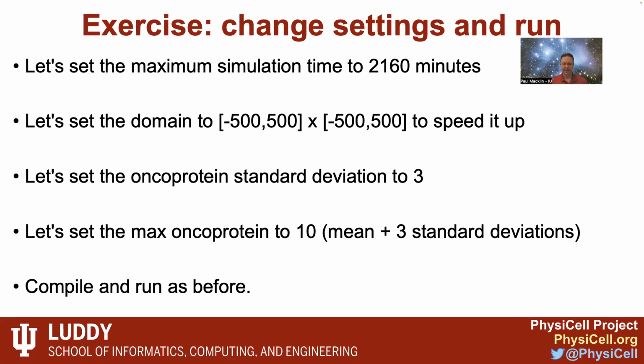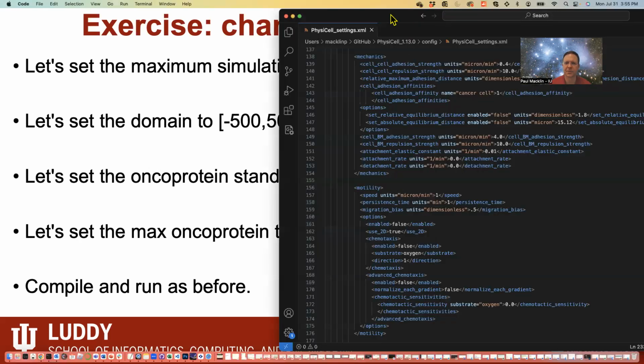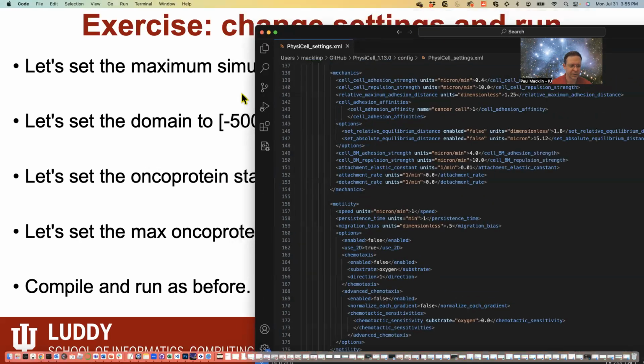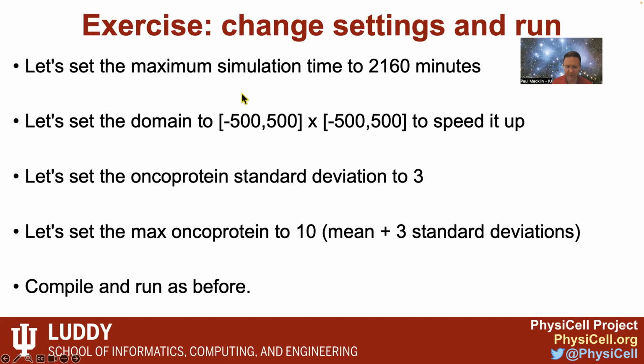We're going to simulate a shorter simulation of 2160 minutes, or a few hours. We're going to do a smaller domain to speed it up. We're going to set some of the parameter values here. We're working on something called an oncoprotein in this particular simulation. And then we're going to go ahead and start and run this thing.